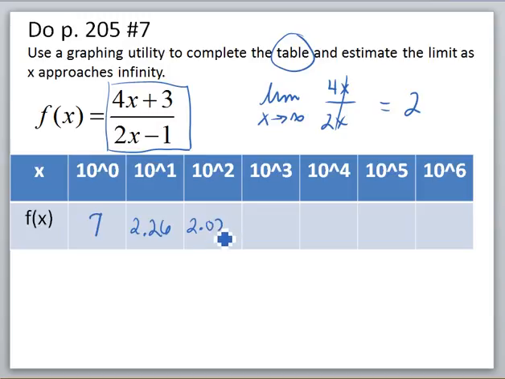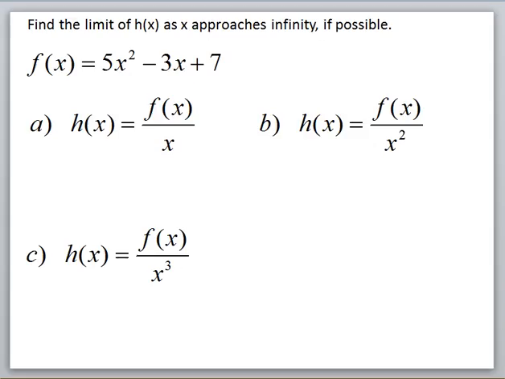I'll write down the answers for this. And as you see, as I get further and further out, these numbers are getting closer and closer to 2. And I'll finally just write 2. And 2 is the answer. Moving on to some other examples here.